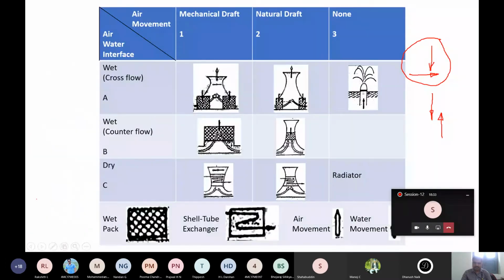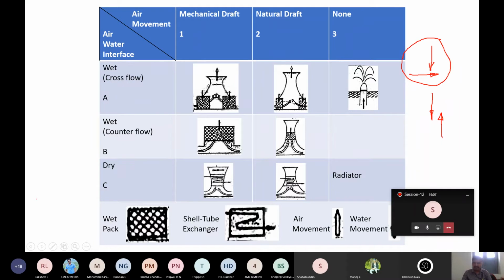So here in the first case, you can see the air movement is horizontal like this, whereas water movement is vertical like this, downwards. So that's why it is cross flow. This is the cooling tower which makes use of fan. That's why it is mechanical draft, and wet because there is direct contact with air and water. They will get mixed with one another. Based on the flow direction of water and air, it is cross flow.